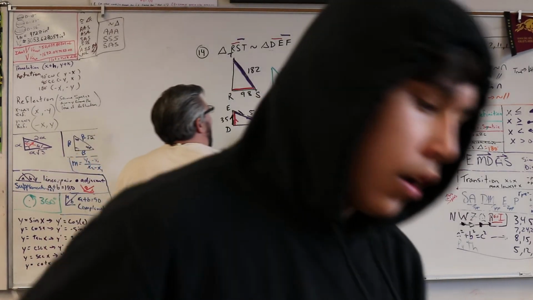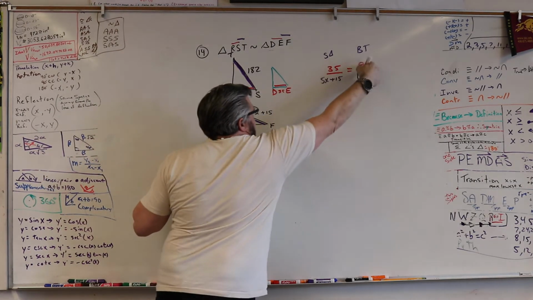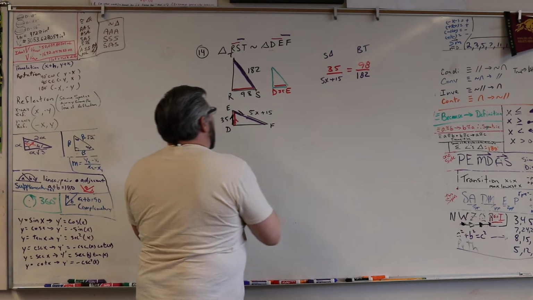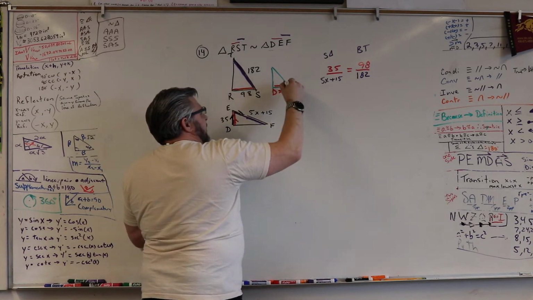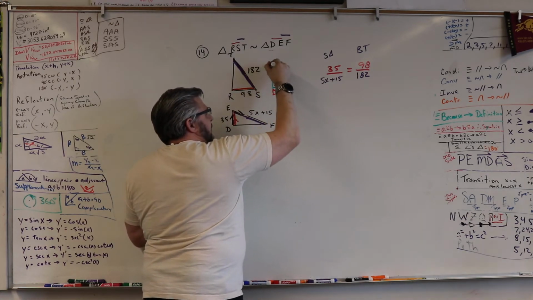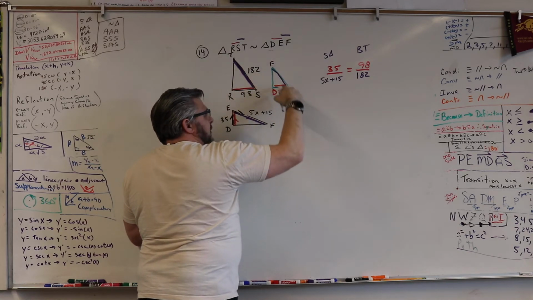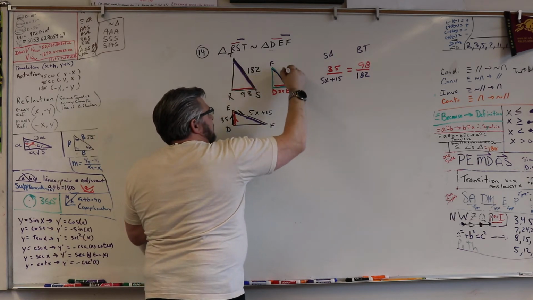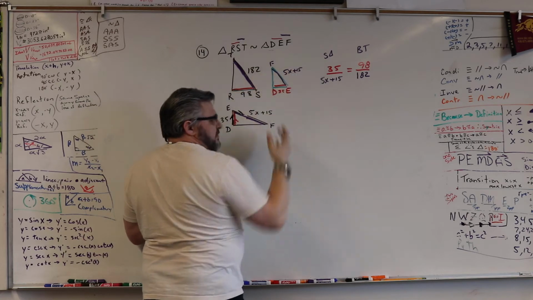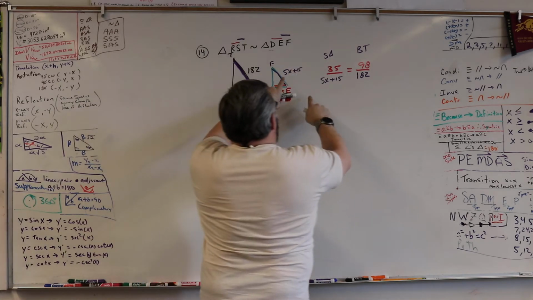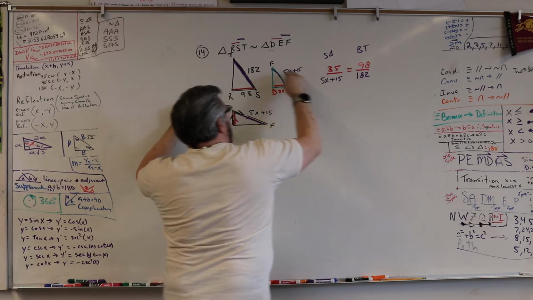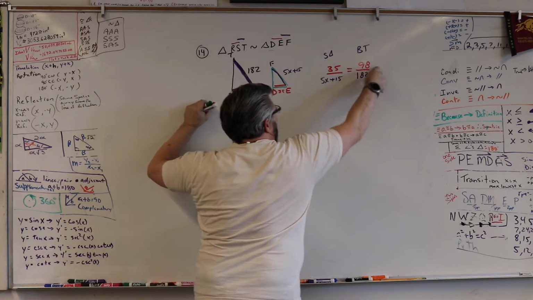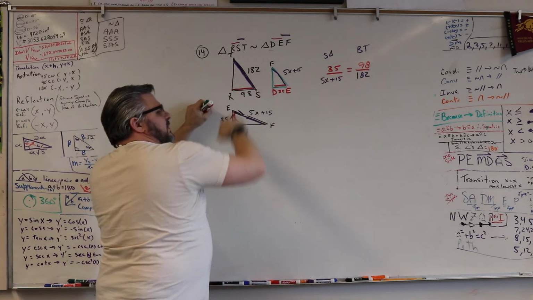Okay? So 35 is to 98. And then the purple side, EF, that's this purple side, is to this purple side, 182. So 182 to 5x plus 15, right? So we're saying from this small triangle to the 182. Okay? So 35 to 98, and 5x plus 15 to 182.